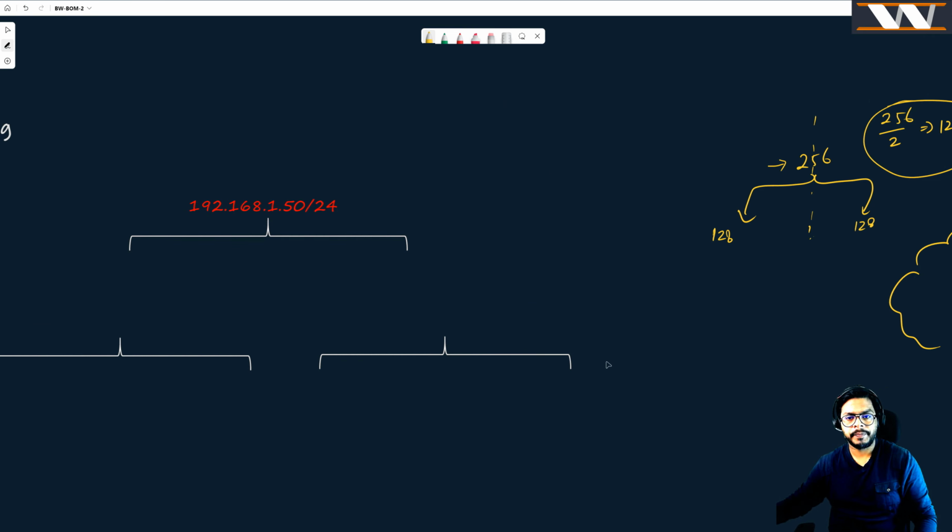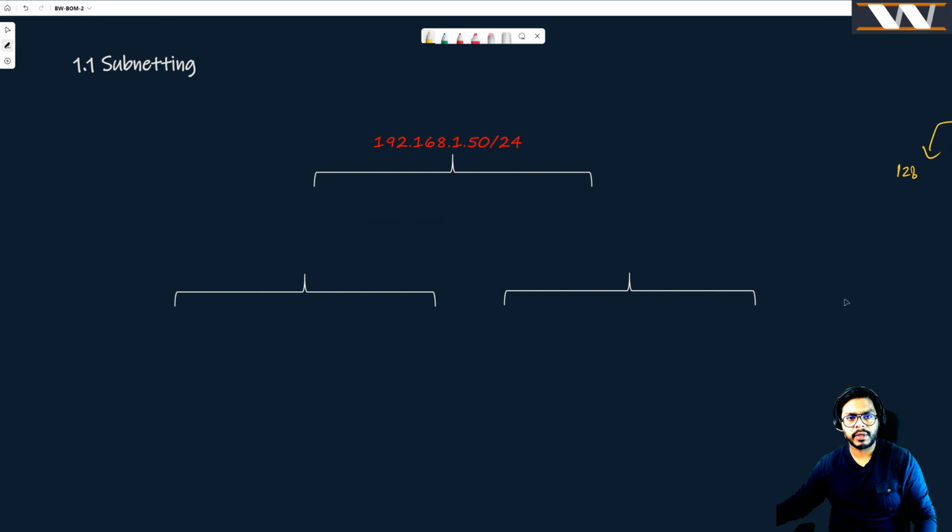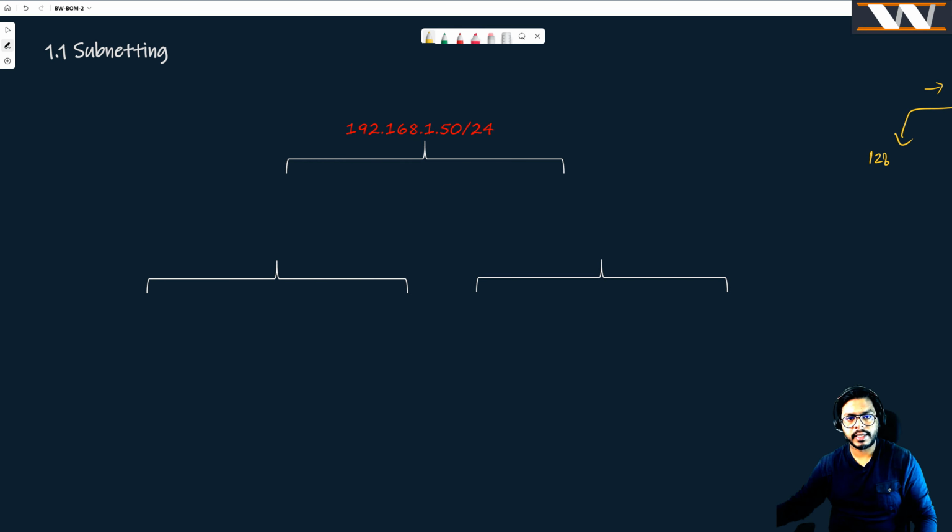Let's talk about the subnetting on this board now, right? What exactly is this board? I have written a particular IP address here, 192.168.1.50 and /24. You know the logic now. After this slash, whatever number you have here is going to be your network mask, which is here 24. The total IP address is 32, and the logic says if you subtract 24 from 32, you get 8, and you use these 8 bits as the host bits. As simple as that, right?